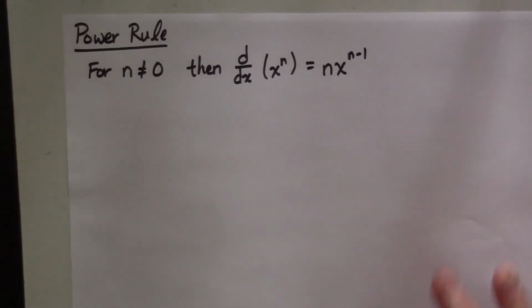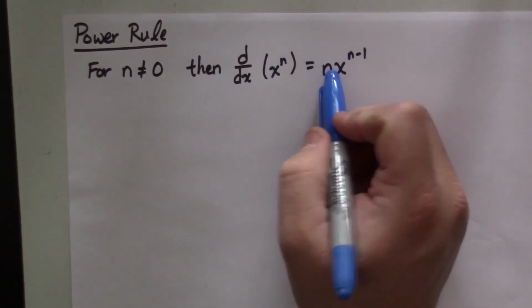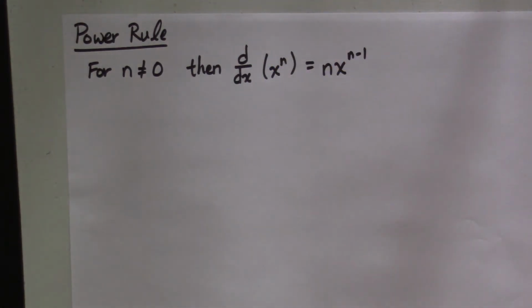And here's how I'm going to write the power rule. It's slightly different from the textbook. I'm going to say for n not equal to 0, so for any exponent that is not 0, then the derivative of any x to some power is that power times x to the n minus 1. And this is the new normal for taking derivatives.